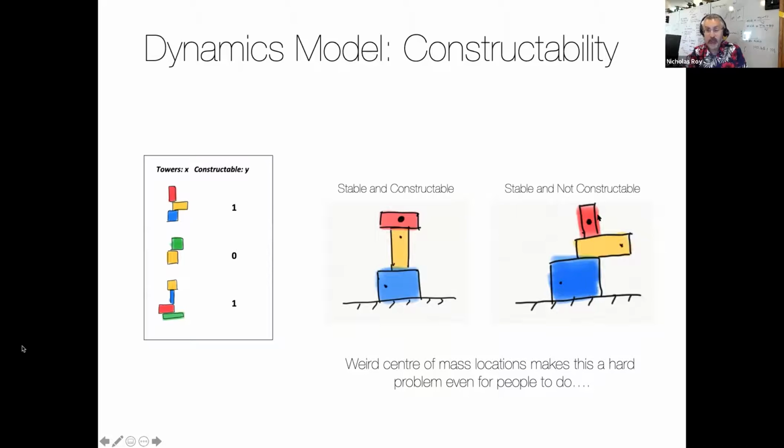Why is this not constructible? This particular tower might be stable because the center of mass of this red block basically ensures that the yellow block's not going to fall over and the blue block's on the tabletop. But I can't build this, at least not with a single gripper arm, because when I put the yellow block on here, without the red block on top, the yellow block's going to fall off. And so I really want the robot to have some understanding of how the world works. So this particular problem depends strongly on an understanding of the compositional nature of how the blocks interact.